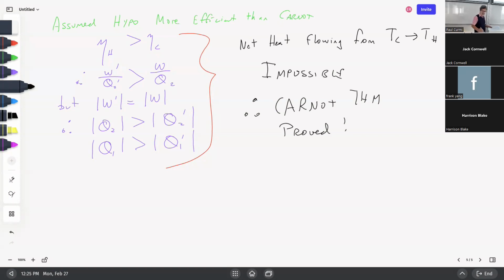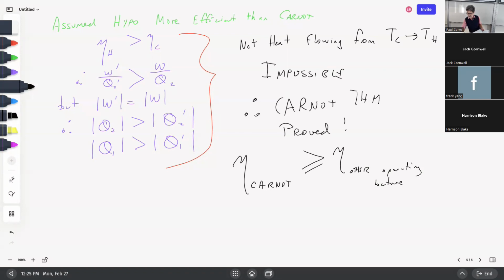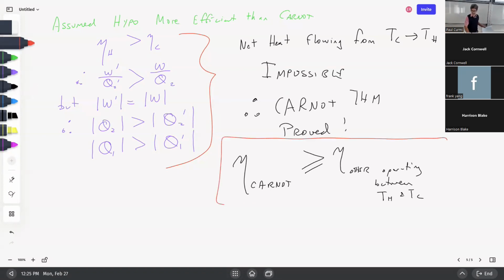Okay, so I can then write Carnot efficiency has to be greater than or equal to the efficiency of any other engine operating between T hot and T cold. Okay, so that is Carnot's theorem. It's a big landmark in the development of thermal physics. Any questions on that?